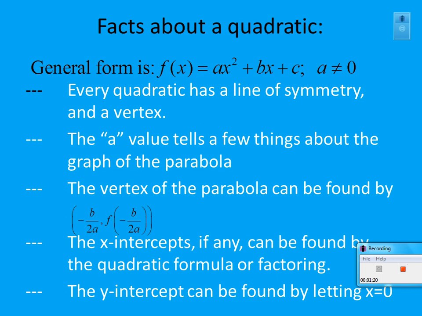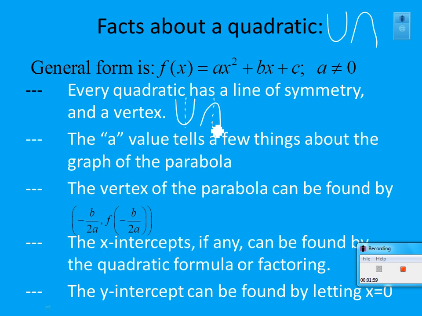Section 2-2 deals with quadratics. Remember, quadratic, aka parabola. The general form of a quadratic is ax squared plus bx plus c. And we can't allow a to be 0, because if a is equal to 0, then it's a line. Just some facts about the quadratic. Every quadratic has a line of symmetry and a vertex. Whether it opens up or opens down, it has that imaginary line that goes right down the middle that allows us to fold that over.